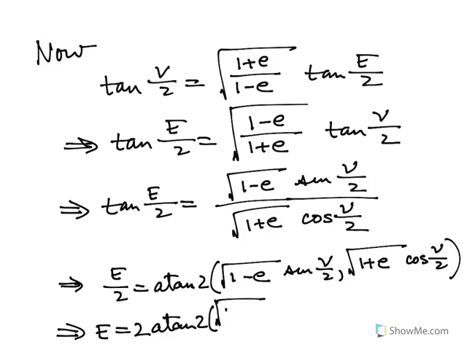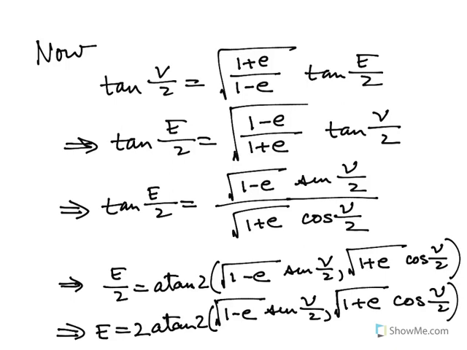E is equal to 2 times the four-quadrant inverse tangent of the square root of 1 minus e times the sine of nu over 2, and the square root of 1 plus e times the cosine of nu over 2.